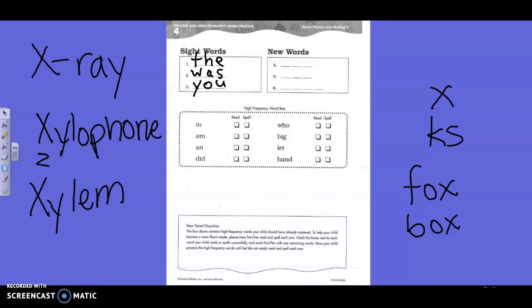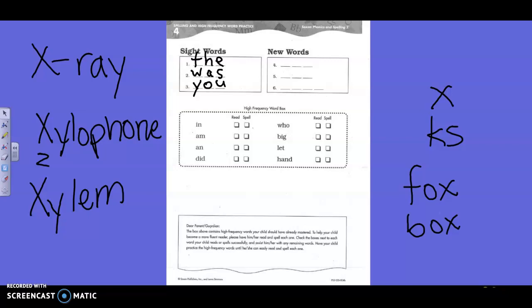Okay, so we have our letter card now for X. Then I will show you your picture card. Yes, you're going to say X, box.